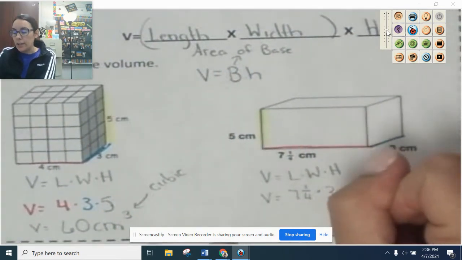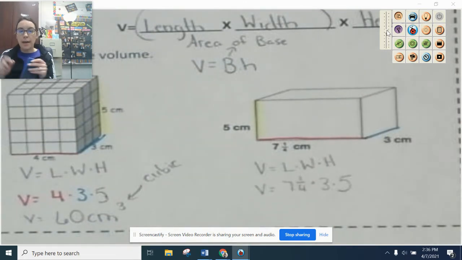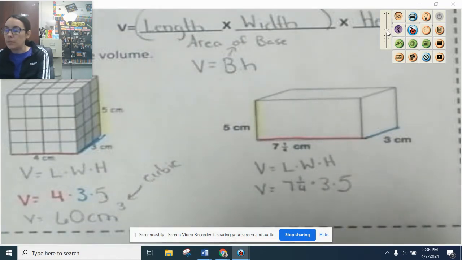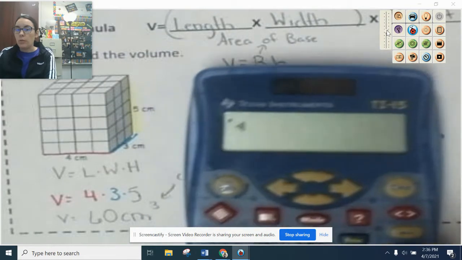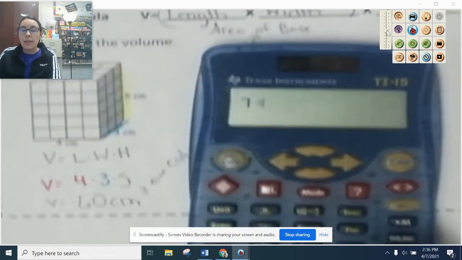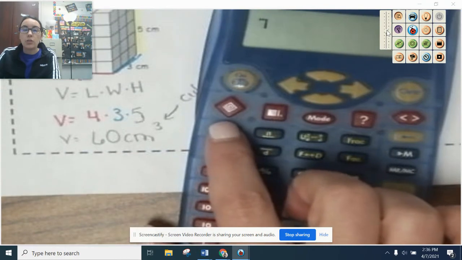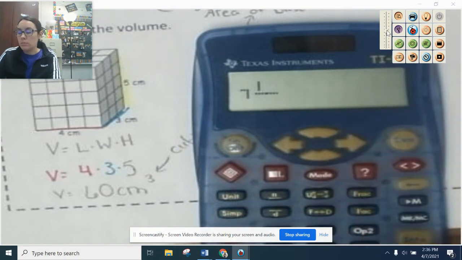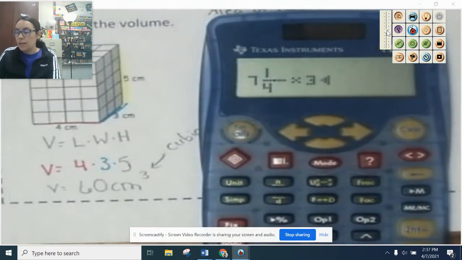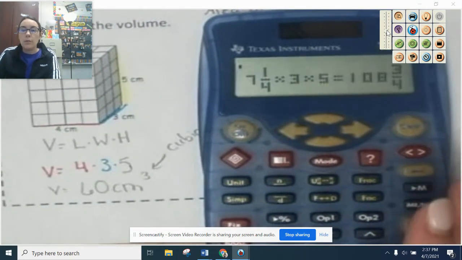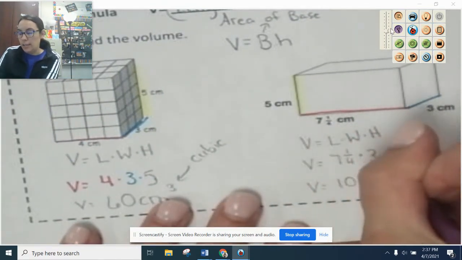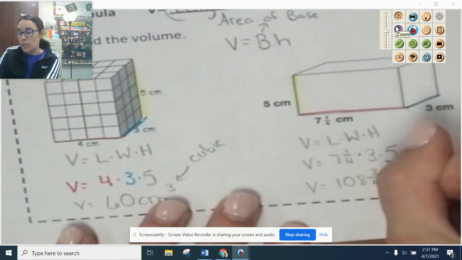So we're going to break out our calculator, and I'm going to remind you how to put that 7 1/4 in. Oops, turn it on, maybe. There it goes. Okay, so we have 7 1/4. You're going to just hit the 7, and then this unit button right here tells you that you want that 7 to be a whole number so that the number behind it will be a fraction. So there's your 1/4, just like that. Then you're just going to times that by 3 and 5, and we got 108 3/4. So the volume equals 108 3/4, and that's also centimeters cubed.